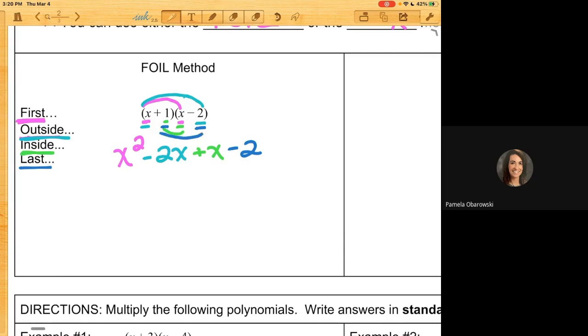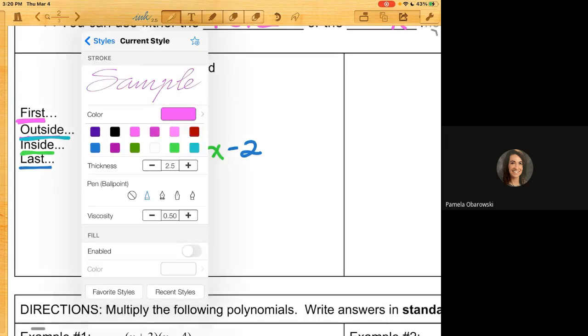And again, I'm going to practice this more, but I look at the first terms and I multiply them together. Outside terms, I multiply them. Inside terms, I multiply. Last terms, I multiply. And then I combine like terms.